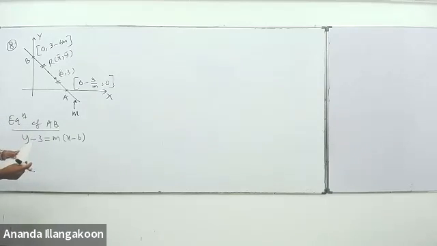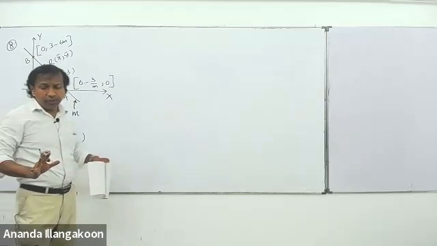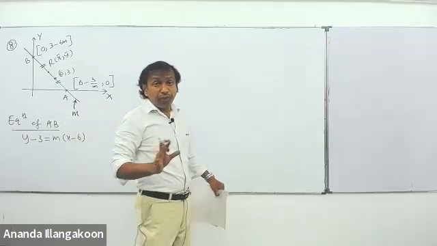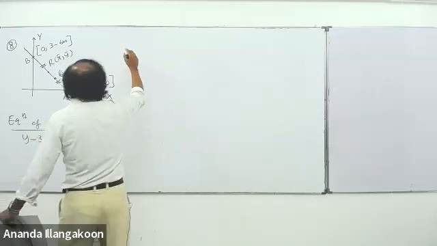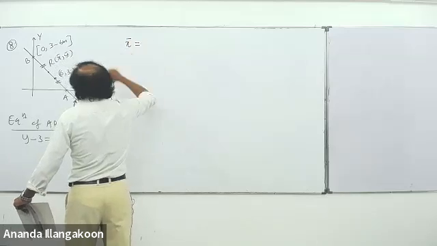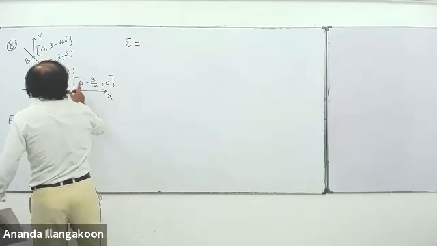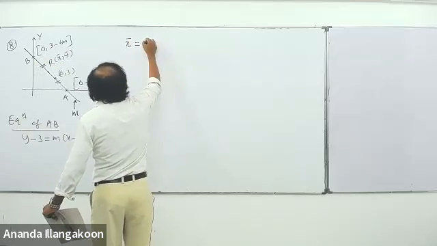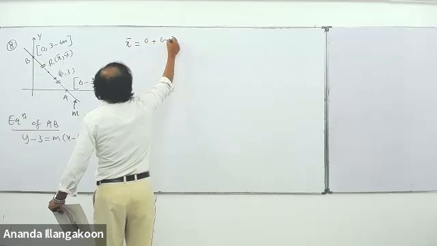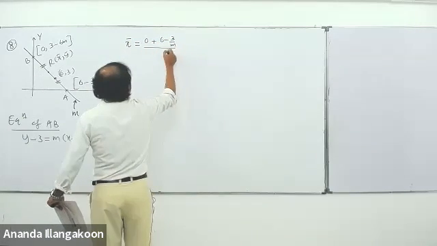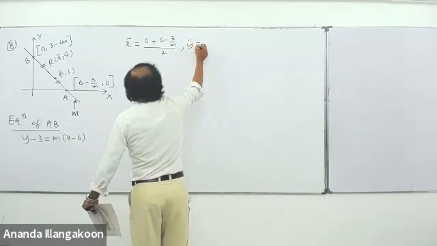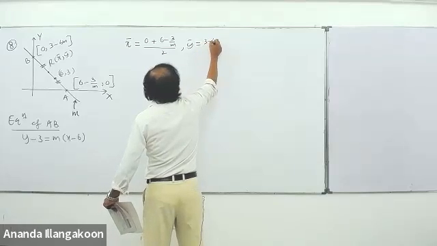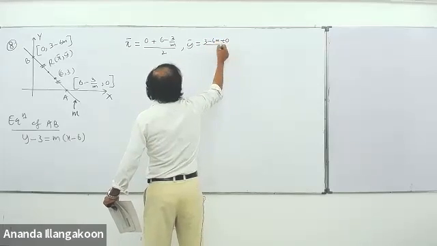Now we know B and A both, in terms of m, but now how to find the midpoint R? How can you write x bar? It is the sum of the x coordinates divided by 2. And y bar is the sum of the y coordinates divided by 2. Okay.